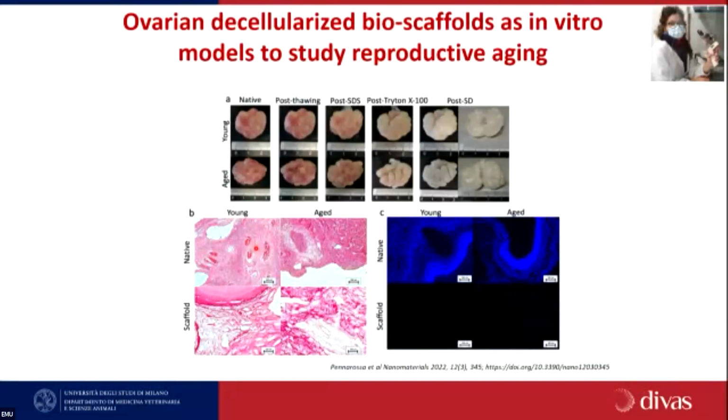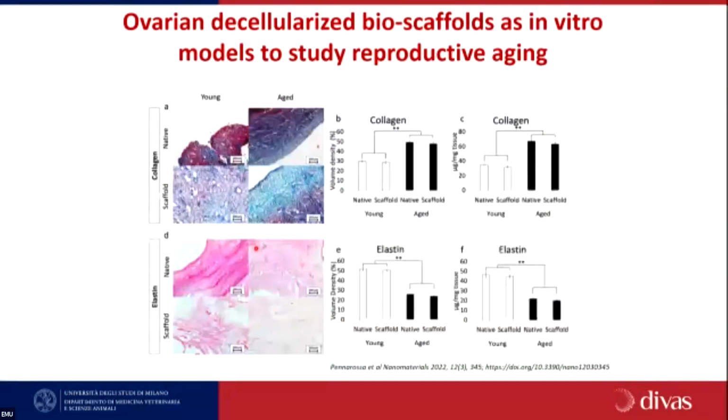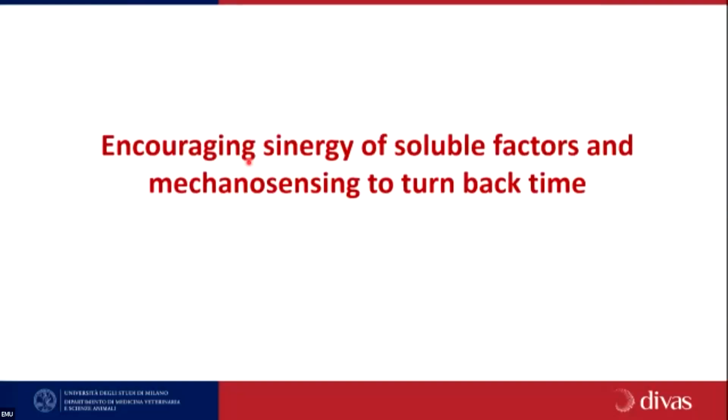So this was very appealing to us, and she could show that the scaffold maintains the changes that we detect in the native tissue. So in aged scaffold, we have a disproportion, the same kind of changes in terms of collagen and elastin that we see in the native organ before decellularization, and the other way around. So this is, again, a very promising scaffold where we can then use young cells and aged cells and play around with exosomes and miRNA and stuff like that. So this is another model we are working on.